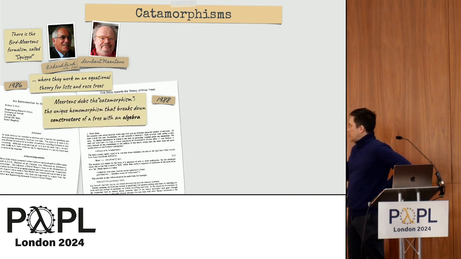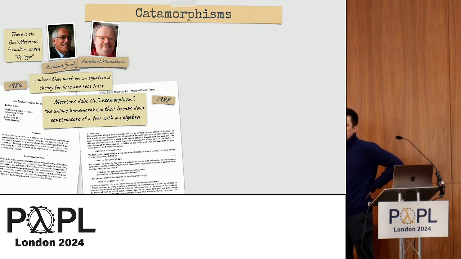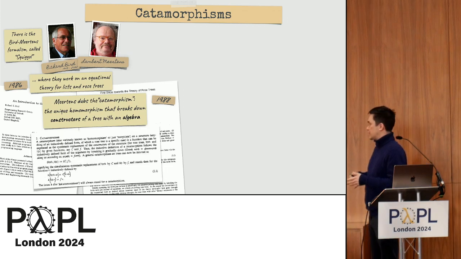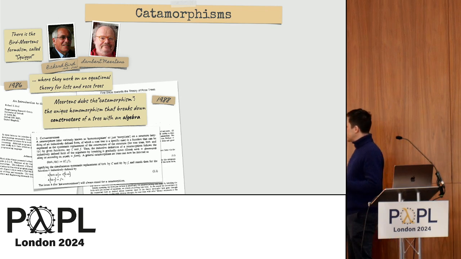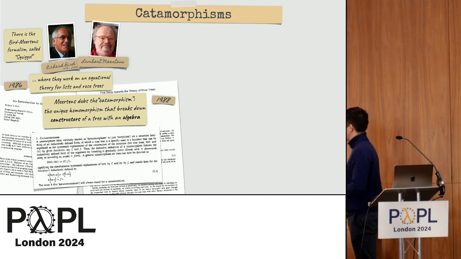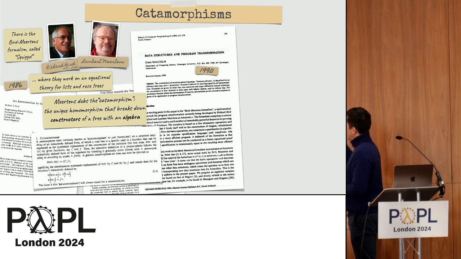And Meertens dubs the word catamorphism as the unique homomorphism that breaks down the constructors of a tree using an algebra. The word is Greek, so kata means to destroy or to go down, as in catastrophic. And so in his paper, he insists that whenever you describe a catamorphism, you have to use the letter H, because that stands for catamorphism, and he scribbles it out and writes, it stands for homomorphism. But that's kind of the joke that he plays on us.